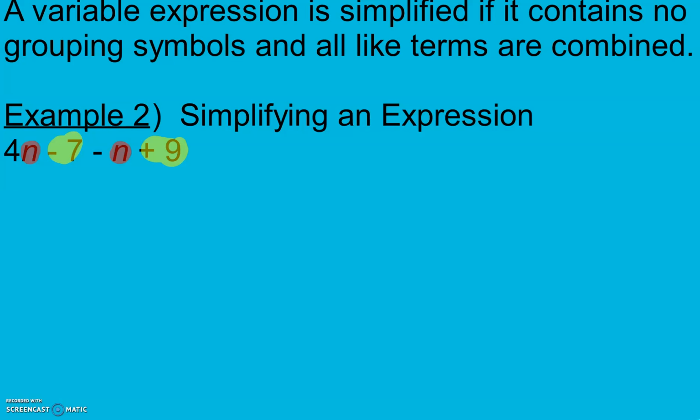Again, when I combine like terms, I keep my variable, and I perform the operations on my coefficients. Remember, if there's not a number in front of a variable, it's a 1. So right now I take 4 minus 1, and I get 3 with my n. And I take negative 7 plus 9, and I get 2.